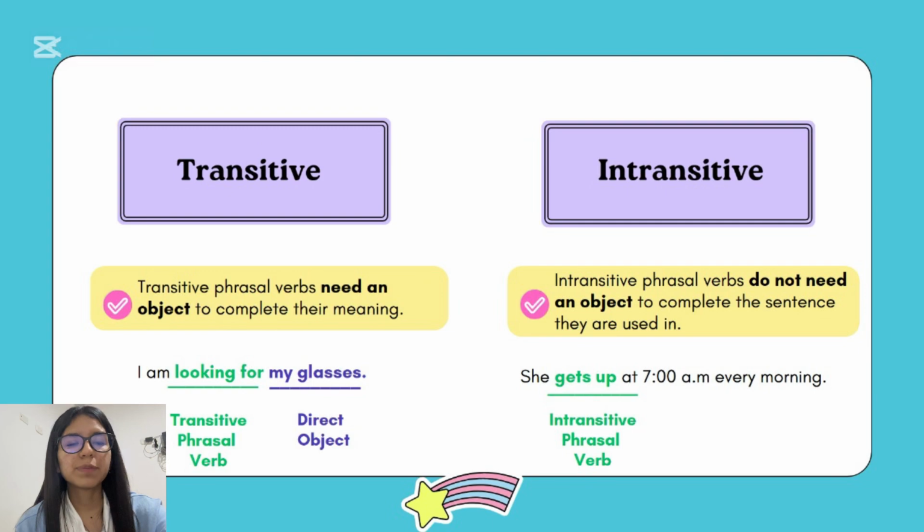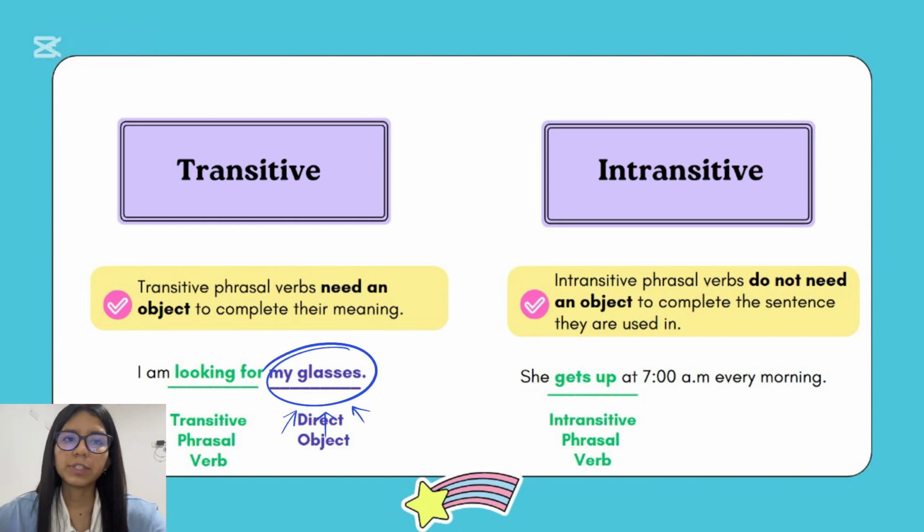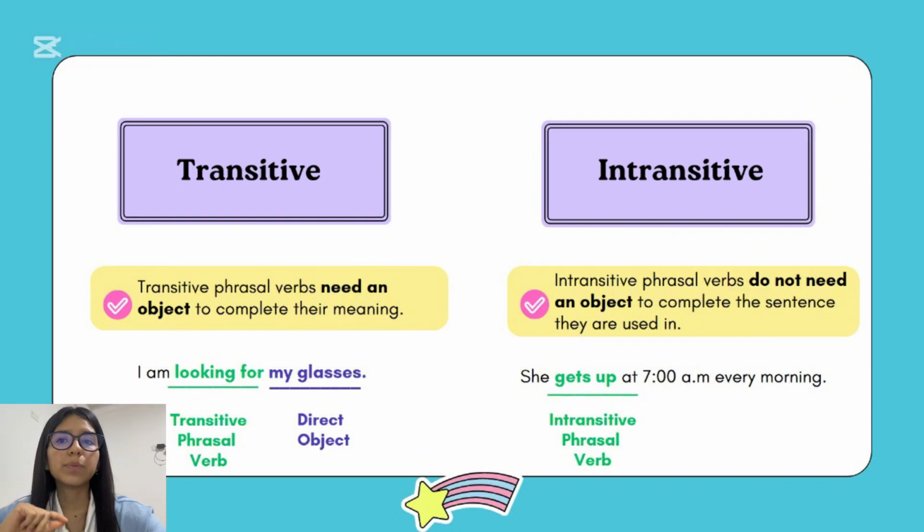Transitive phrasal verbs need an object to complete their meaning. Let's see this example. I am looking for my glasses. Looking for is the transitive phrasal verb and my glasses is the direct object. If you use a transitive phrasal verb without an object, the verb doesn't make sense because it needs an object. In this case, you look for something. It means an object. What are you looking for?